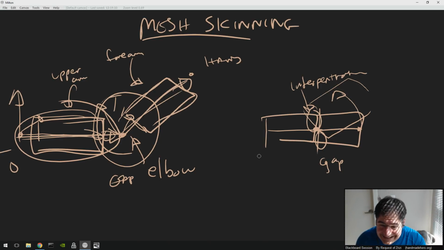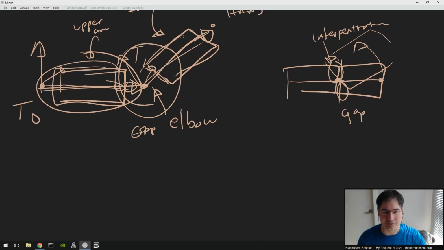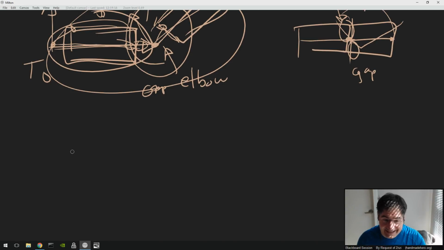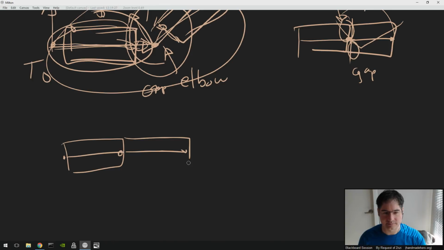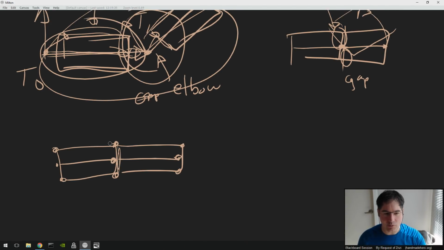So what I wanted to have happen back in the old days when this was a problem was to have the mesh be continuous through that elbow joint, right? So what I wanted to do was just have this be one mesh. I didn't want there to be a separation here. I wanted these vertices to be shared, right?